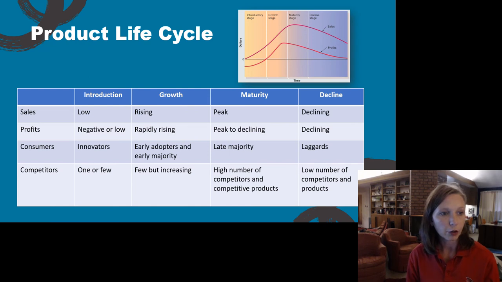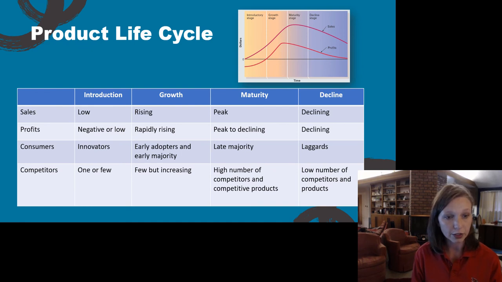Here we have the product life cycle. If you've watched my other video, you would have seen this already. So this is a table of what happens in the different stages of the product life cycle. During the introduction stage, sales are low, but hopefully going up if it's going to be successful. If the product is a flop, it will just fail. Profits are going to be negative or low because of the capital investment. Consumers are going to be innovators at this stage. Competitors are going to be one or few.